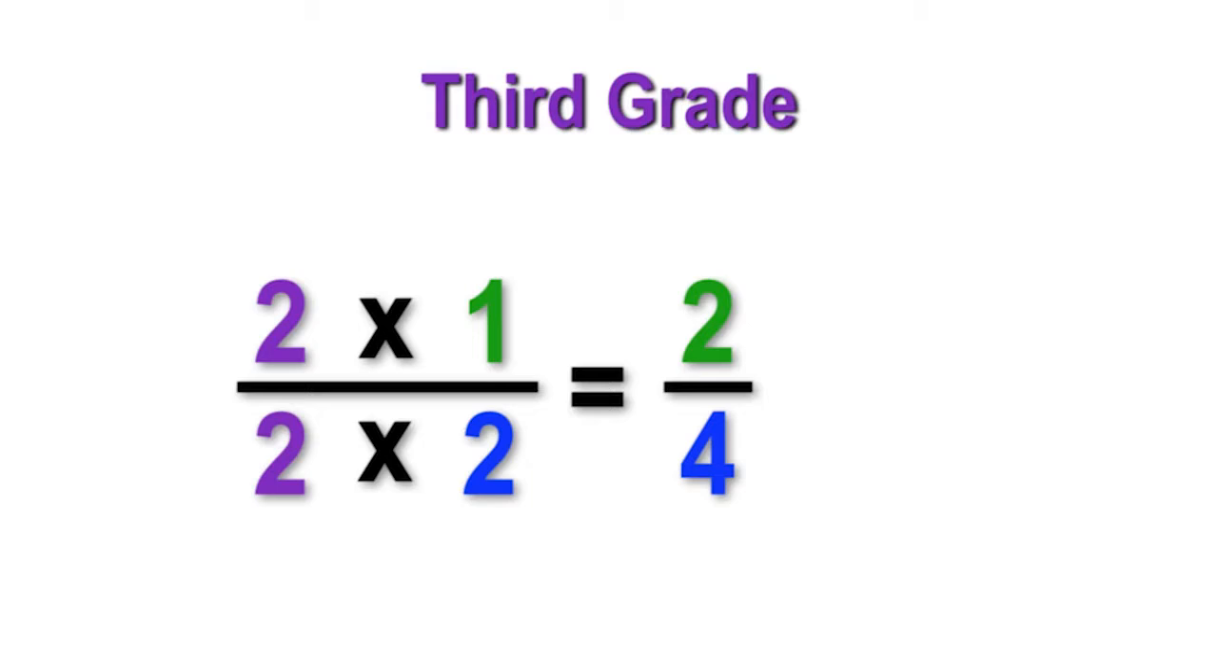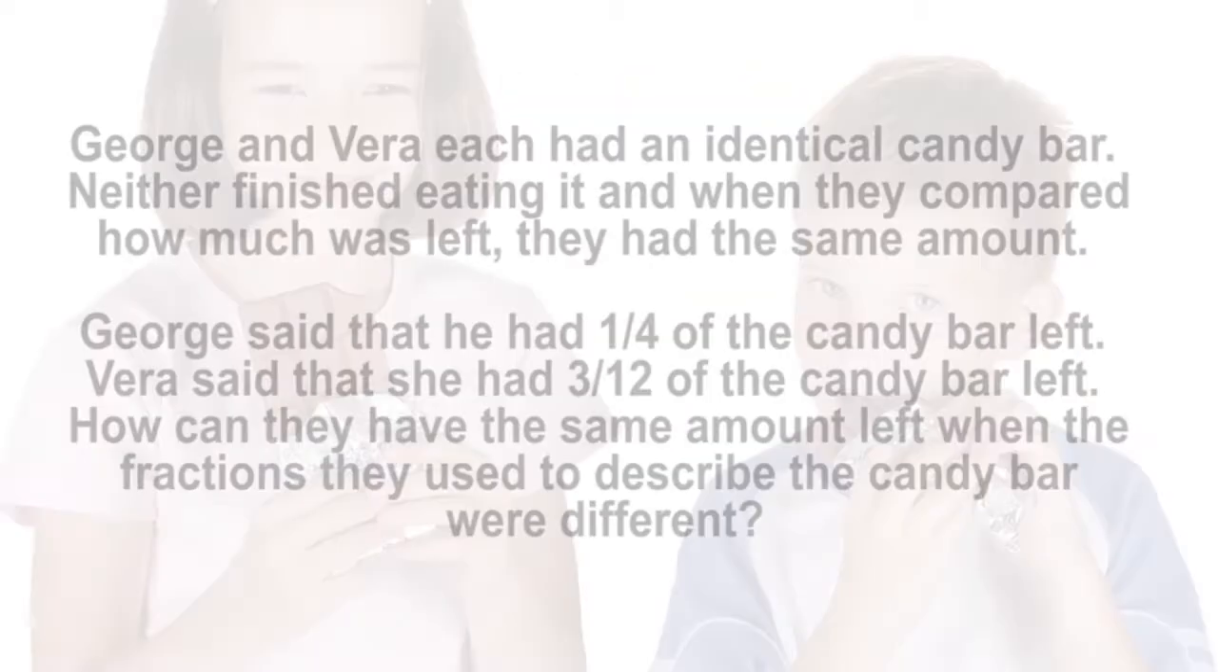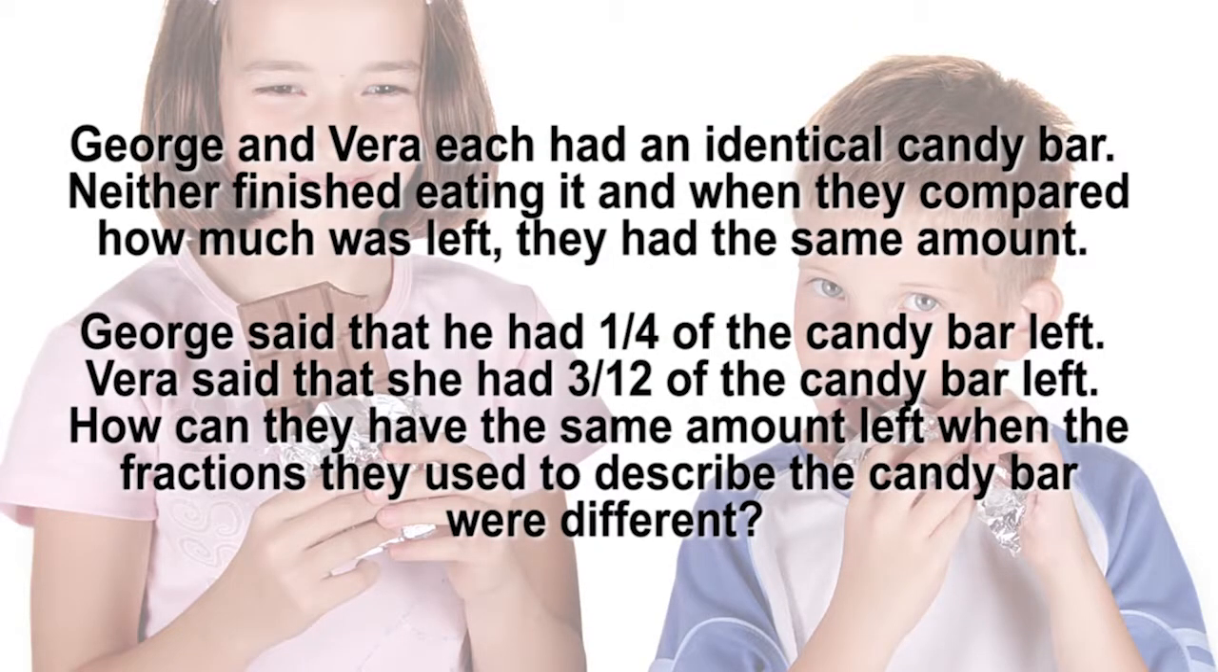Let's take a look at our first problem. George and Vera each had an identical candy bar. Neither finished eating it, and when they compared how much was left, they had the same amount. George said that he had 1/4 of the candy bar left. Vera said that she had 3/12 of the candy bar left. How can they have the same amount left when the fractions they used to describe the candy bar were different?